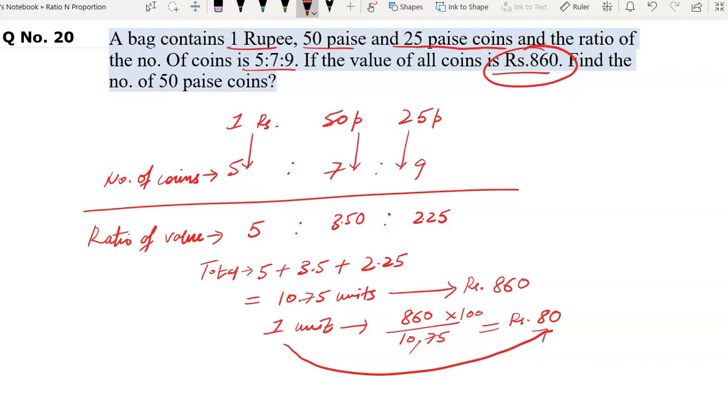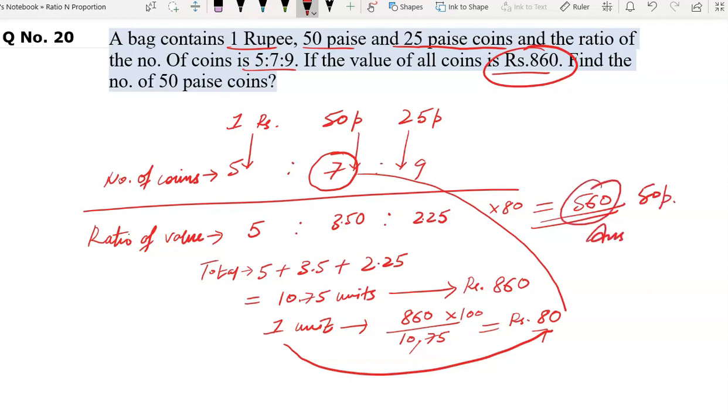And in this question, we need to find the number of 50 paise coins. The unit is how much for 50 paise coins? 7 units. So 7 units will represent how much? 7 into 80 will be 560. So the number of 50 paise coins is how much? 560, and this is our answer.